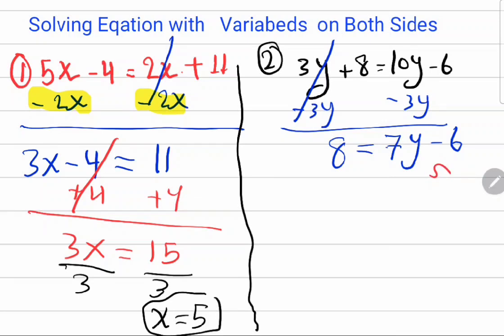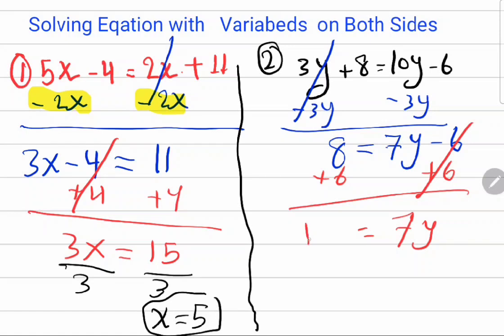So we need to isolate that variable of y. So we need to undo the subtraction first. The inverse operation is addition, so add 6 to the right side of the equation. That means we need to add 6 to the left side as well. Now on the right side of the equation, we are subtracting 6 and adding 6, so these 6's cancel each other out. And now we have 7y equals, and then on the left side, 8 plus 6 gives us 14. So now we have 7y on the right side of the equation equals 14 on the left side.